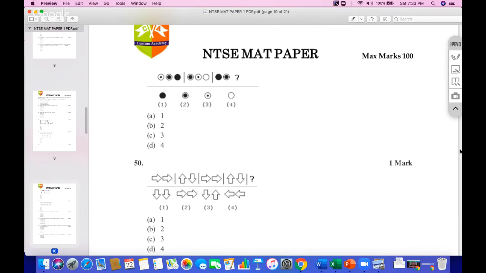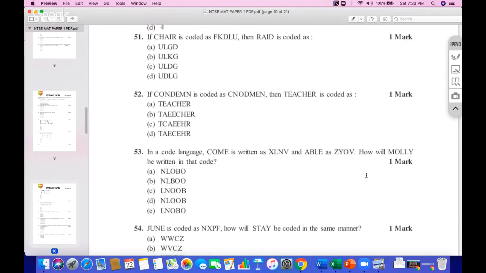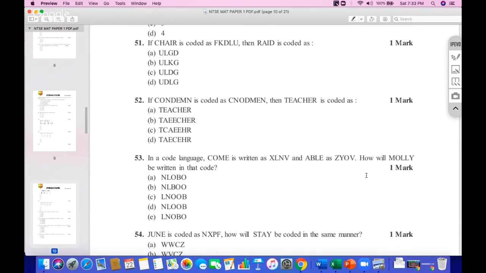So 49 answer is C, and 50 answer is B. You have been giving me. So both answers are correct, 49 C and 50 B. So solve question 41 to 43 now. 51 to 53, I'm sorry.